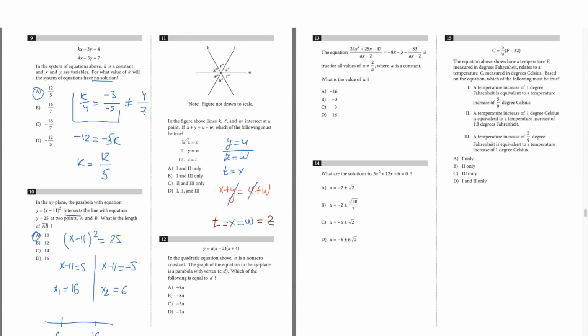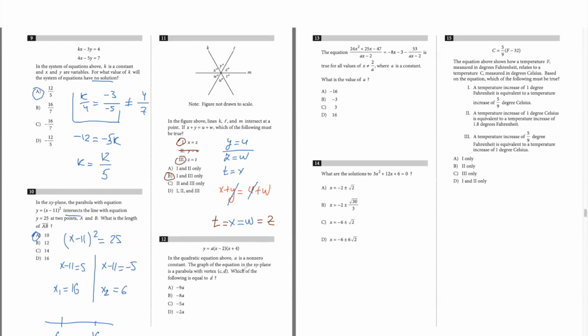Which of the following must be true? x is z. It must be true, yes, because x is z here. y is w. We are not given that. We don't know. It could be true, but the question is must be true. So we are not going to choose the second one. z is equal to t. Yeah, of course, z is equal to t. First and third one is correct.